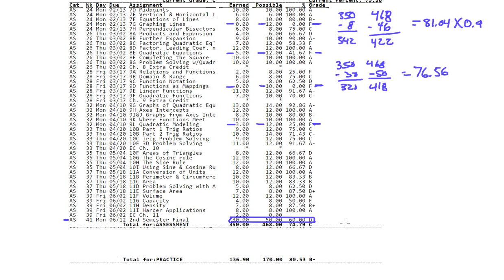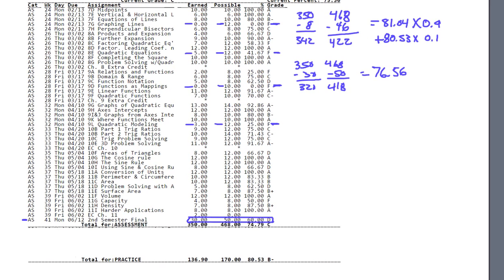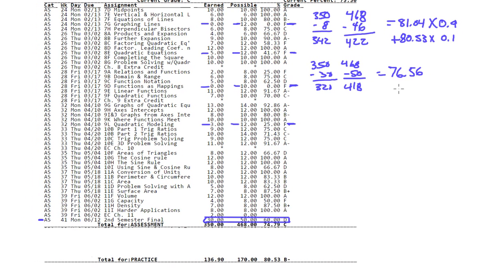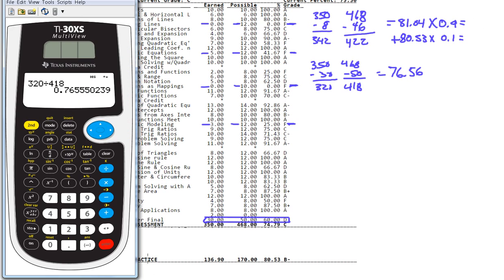So we do 81.04 times 0.9. That's 90% of your grade, and then we're going to add in our homework grade. So 80.53, and that's worth 10% of your grade, so 0.1, right? Let's move that over to give us a little bit more room. Then we will find out what those two numbers are, add them together, and that'll be our total overall percent.